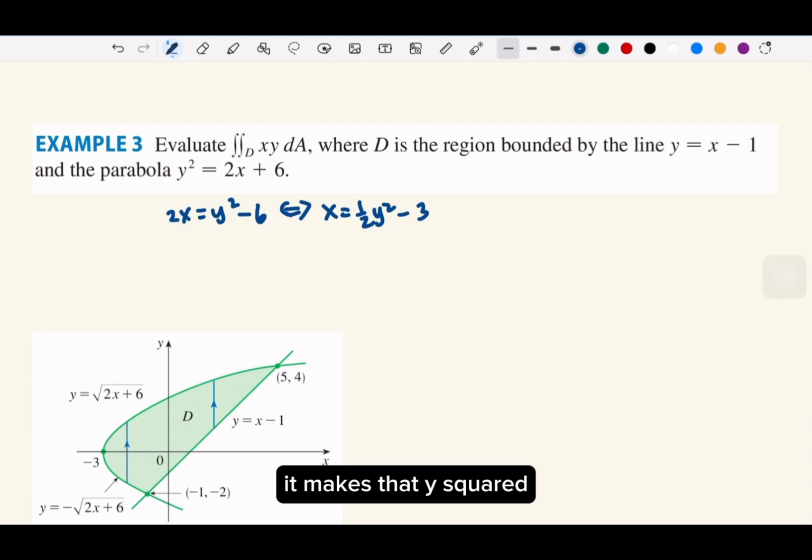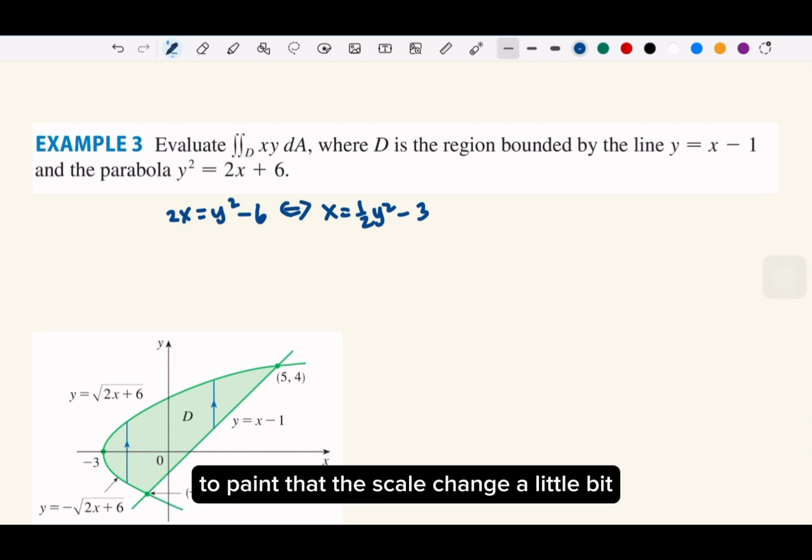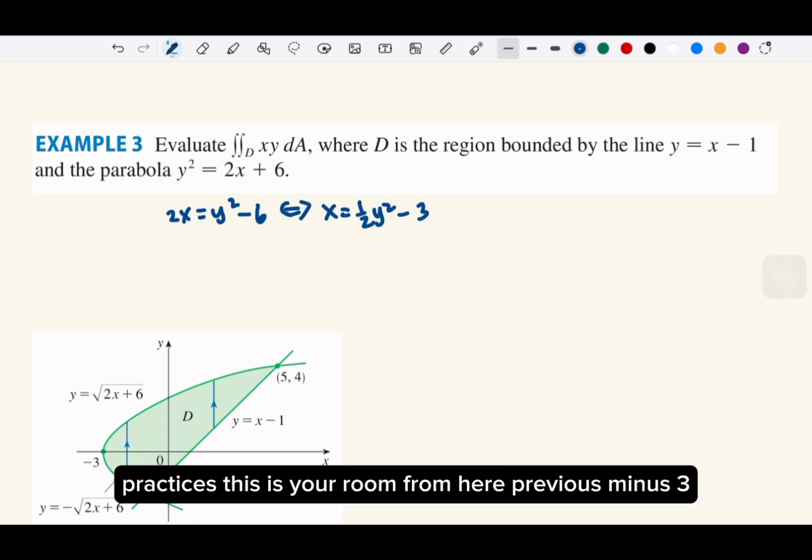It means that y squared multiplied by half. It means that the scale changed a little bit, and then move to the left 3 units. So from this vertex, the 0, 0, from here 3 units, minus 3. Okay.